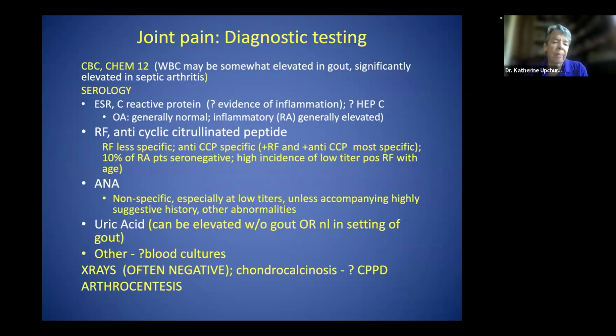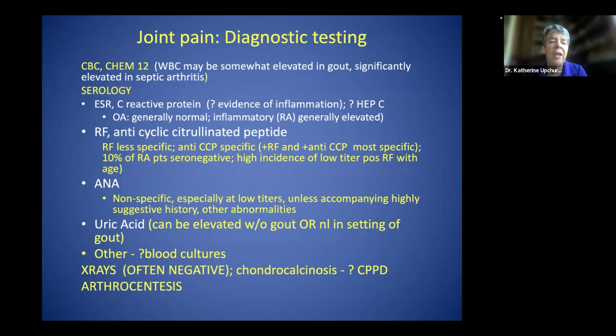So these are some tests that we would want to get on virtually anybody who comes in. The CBC and Chem12. I think the SED rate, C-reactive protein. Some places now are relying almost exclusively on C-reactive protein. I always used both. Don't ask me why, it's just habit, I guess. And these would be somewhat elevated if there's inflammation. They'll be off the wall if there's infection.